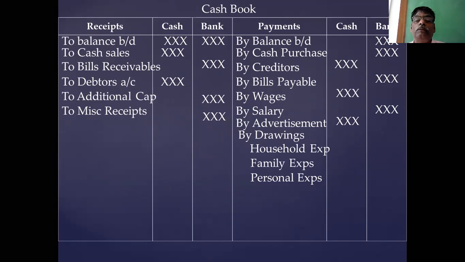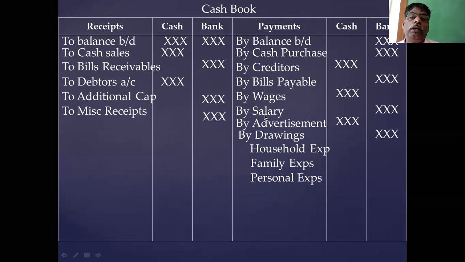For example, household expense. Household expense means the grocery bill paid. Family expenses: purchase of a scooter, purchase of a motorcycle for the son, daughter's marriage expenses. Personal expense. Like this, household expense, family expense, personal expense, you record as drawing. These are the expenses you have to write.